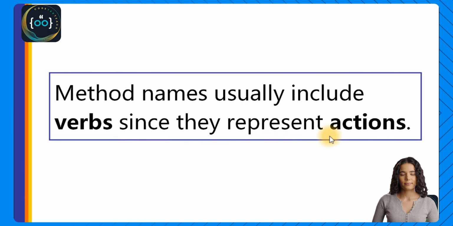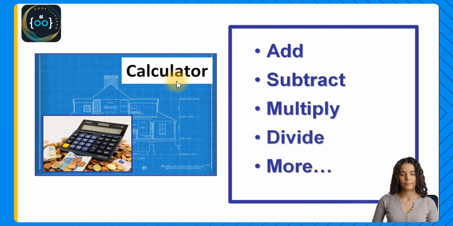When we identified classes in a problem statement, remember that we identified the nouns. Well, now methods will be identified through the verbs, because they represent the actions that an object can take. For example, a calculator class may have these methods: add, subtract, multiply, divide, and other operations.